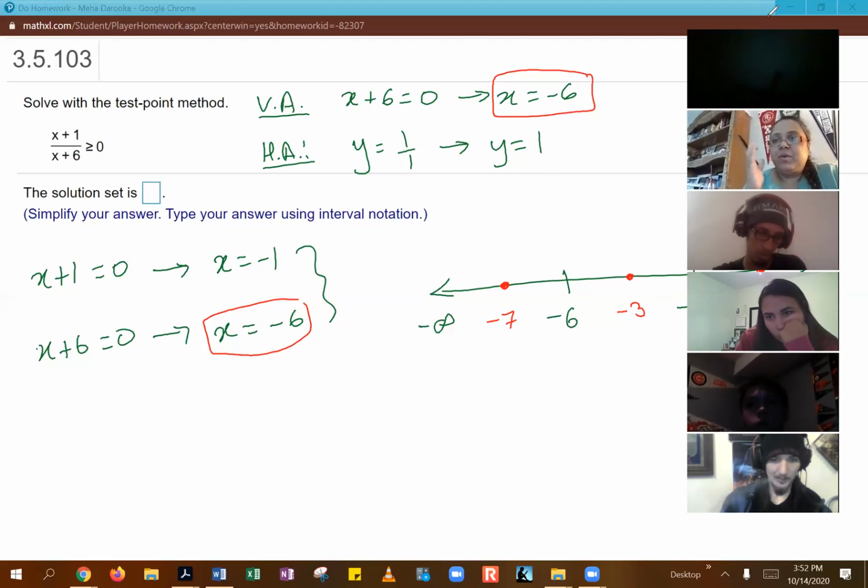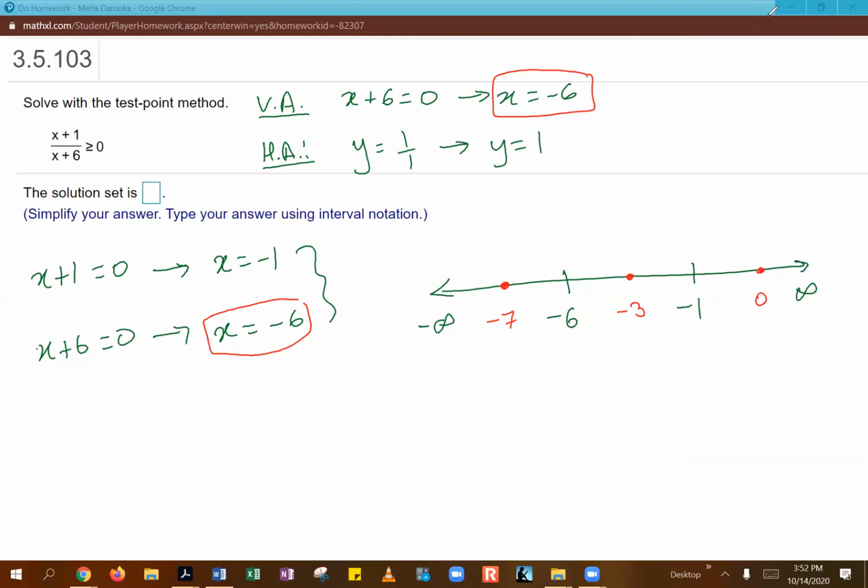Now, we've got our zeros from the numerator and denominator, -1, -6. We got our test points from each interval. Now we have to test these test points and see which section will give us a positive answer, which will give us a negative answer. So let's do a little math now. So let's check these for our test points.